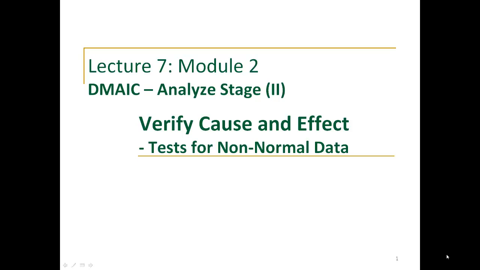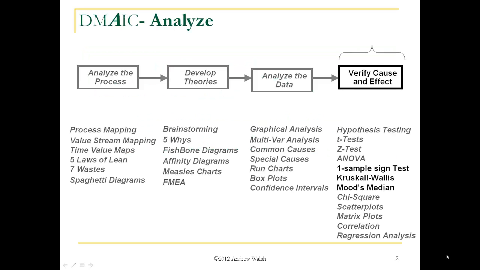Lecture 7, Module 2, DMAIC, Analyze Stage 2. Verifies cause and effect. Test for non-normal data. We've looked at hypothesis testing and the t-test and z-test and ANOVA, and now we'll look at the non-parametric tests, the tests for non-normal data: the one-sample sign test, Kruskal-Wallis, and the Moods median.